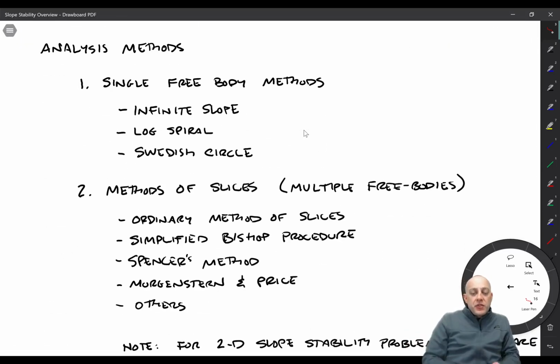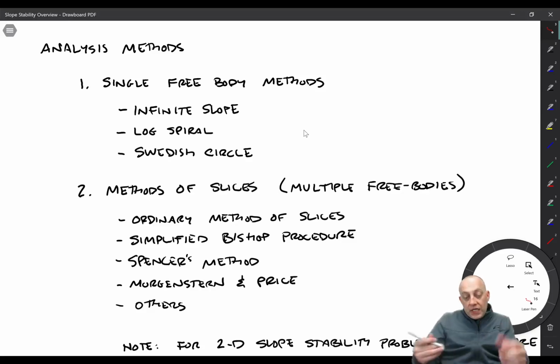So a lot of the time we're using moment equilibrium, sometimes force equilibrium to solve these single free body methods. And it means that the geometry has to be fairly simple, right? The geometry and the strength both have to be fairly simple in order to get away with doing this.